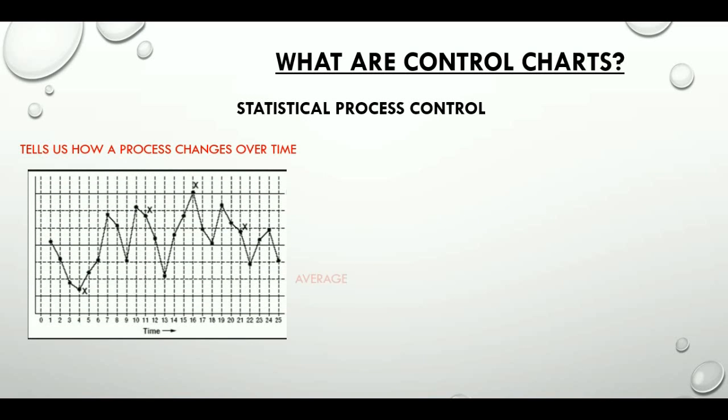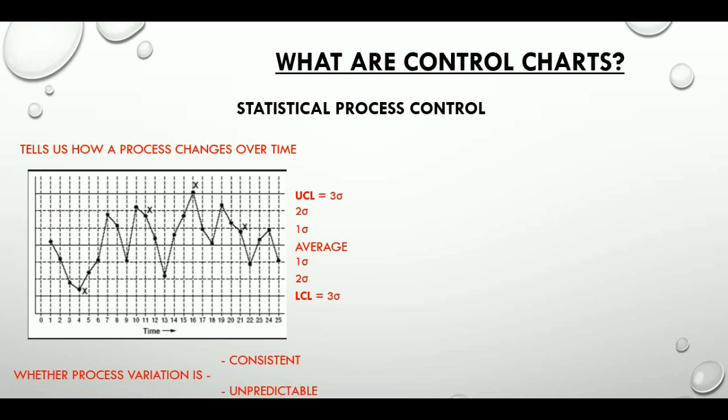It has a central line for an average, an upper control limit, and a lower control limit. These limits come from our process performance data, that is historical data. The distance between the average and the limits on either side of the average is divided into 1 sigma and 2 sigma units, where sigma is the standard deviation, which we have talked about in our video 1.2. If we plot our current process data on a control chart, it would let us know whether our process variation is consistent or unpredictable, that is in control or out of control.